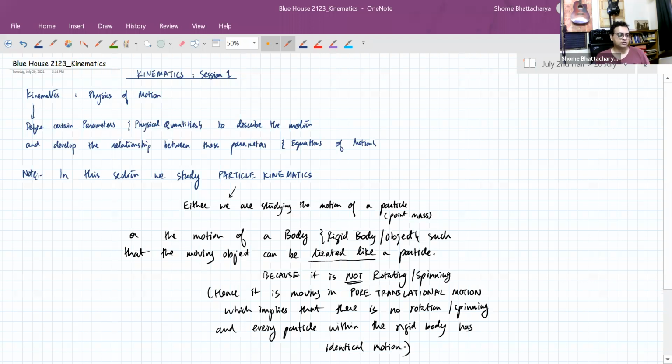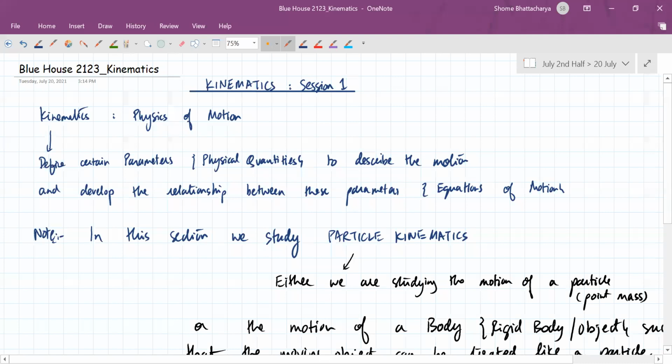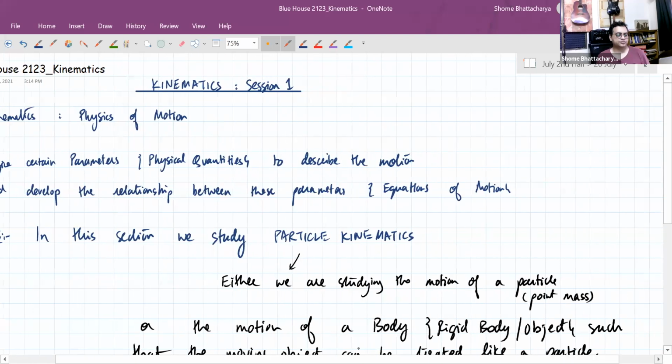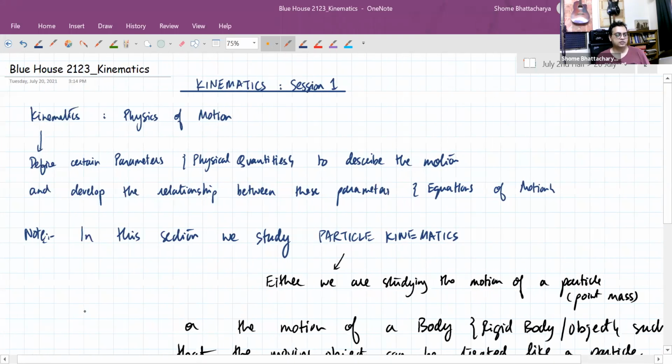I'll explain this point also. First, just go through the explanation that I've given here. I'll just zoom out a little. You can go through it section by section first. Even though we are calling this chapter kinematics, essentially what we are studying here is called particle kinematics. We'll also be studying the kinematics for rigid bodies which are rotating, but that will happen at a later stage in a chapter called rotational mechanics.